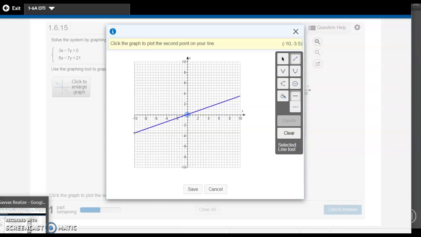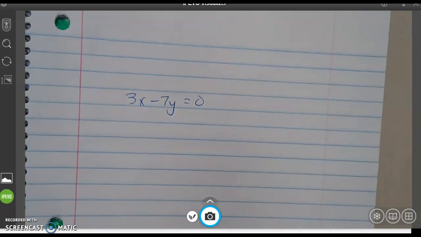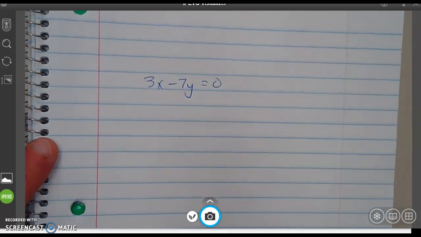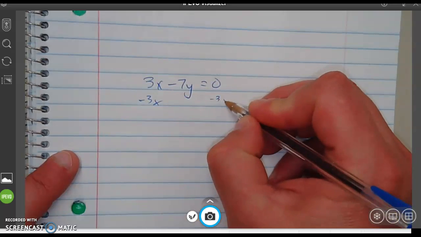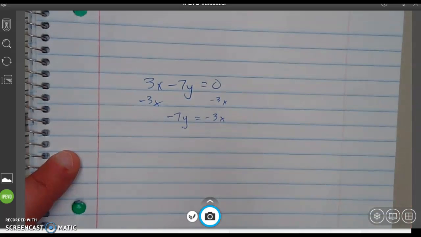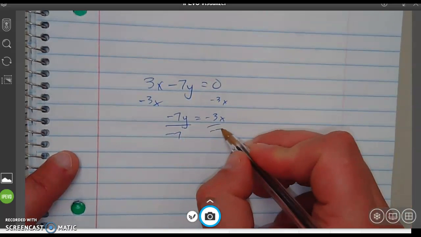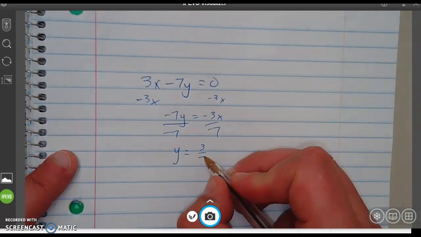Let me write the problem down. So if we have 3x minus 7y equals 0. Okay, go back to here. If we have this and we want to turn this into something we can graph, you can always turn it into a y equals mx plus b equation. So if I take my 3x to the other side, now I've got negative 7y equals negative 3x. Divide both sides by negative 7, and I've got y equals 3/7 x.